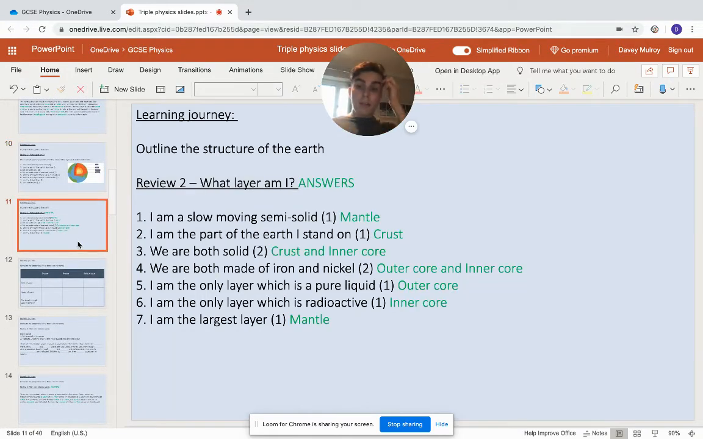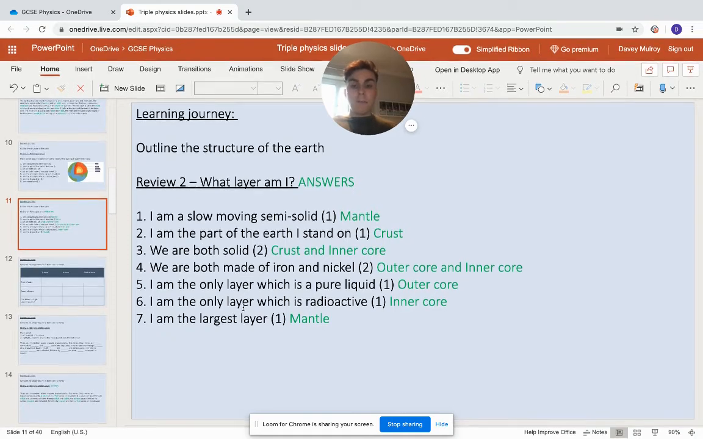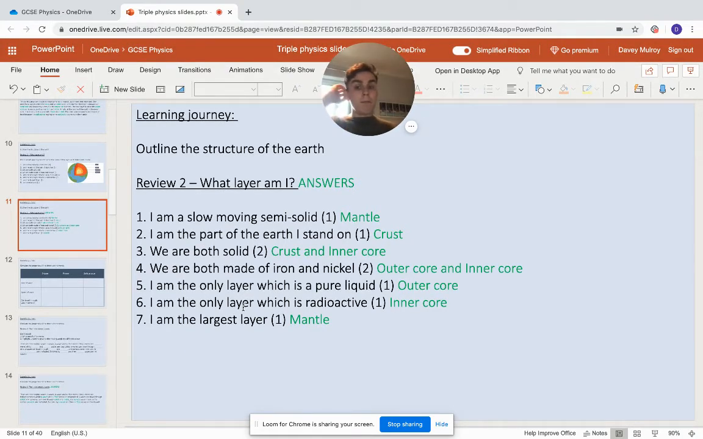Okay, answers then for these review 2. Question 1, I'm a slow-moving semi-solid. That's the mantle. Question 2, I'm the part of the earth I stand on. That's our crust. Question 3, we are both solid. That's the crust and the inner core. Question 4, we are both made of iron and nickel. That gives me the outer core and the inner core.